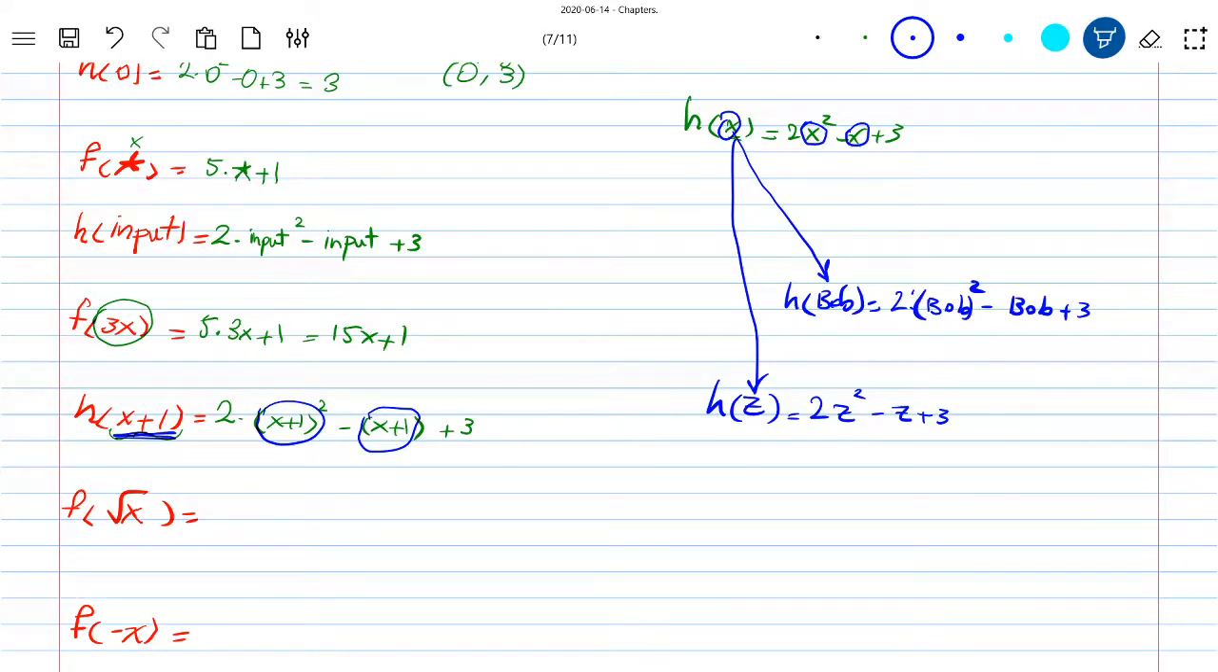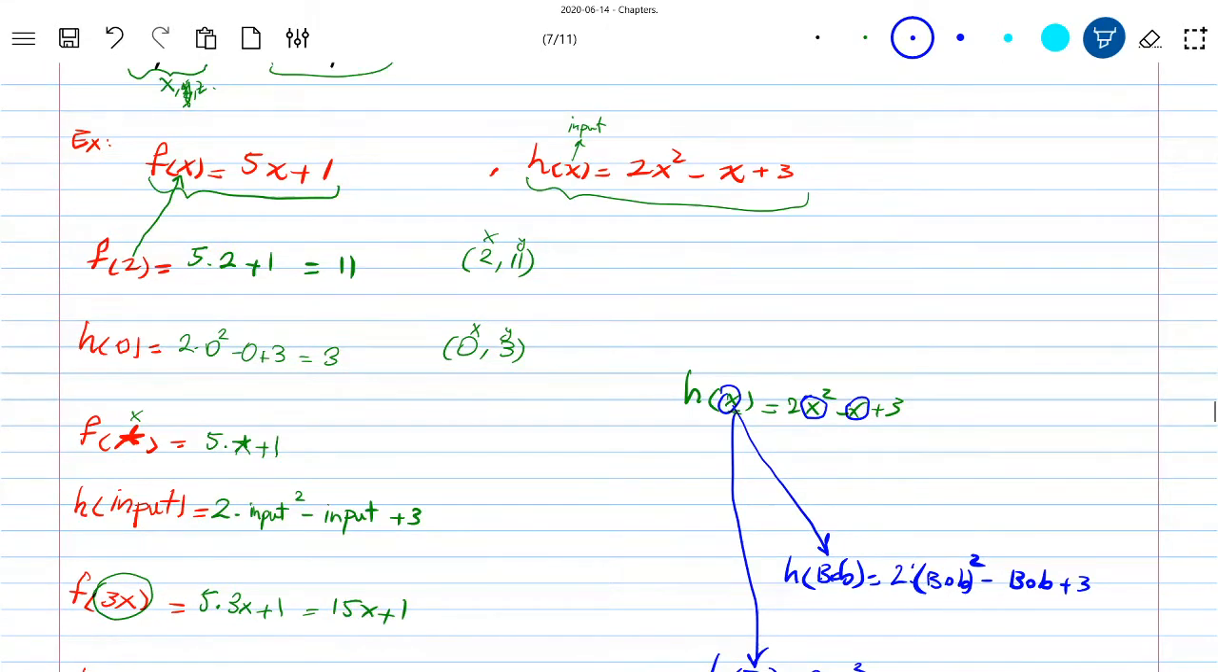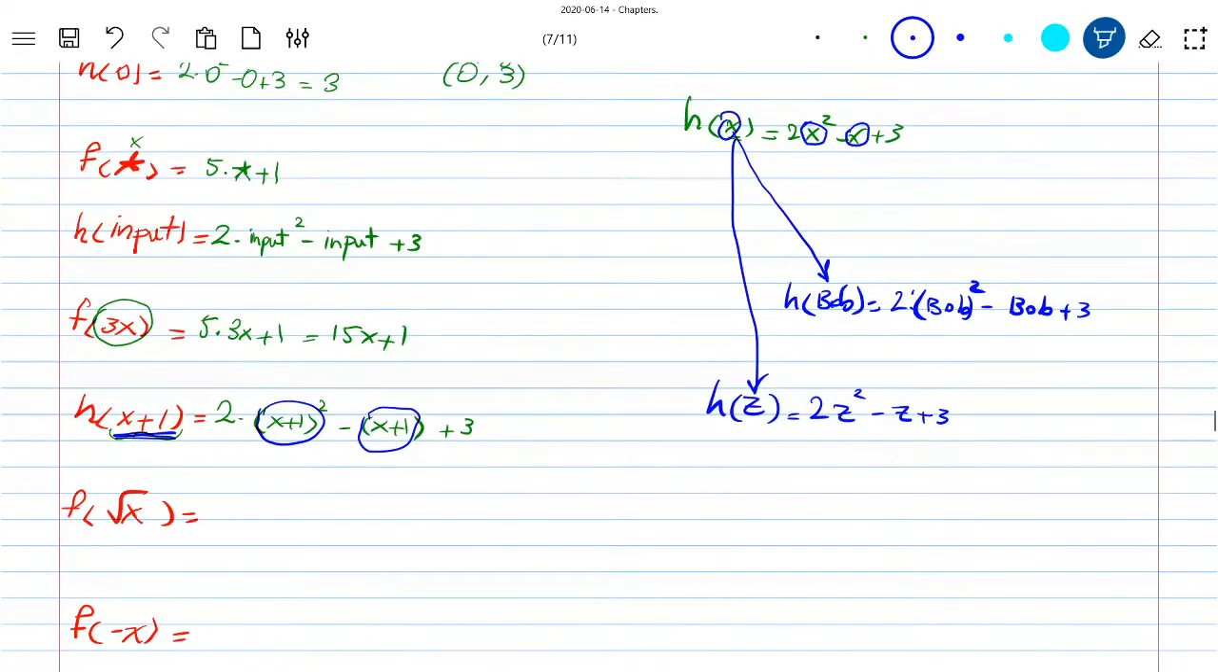Always use parentheses. It doesn't really matter if it's Bob or not, but use parentheses just to avoid making mistakes. How about f of square root of x? If I go up into the function f, instead of x, you're given square root of x as an input. So I'll replace it with square root of x. I'll get 5 times square root of x plus 1. I cannot simplify it. If I could simplify, I would do that.